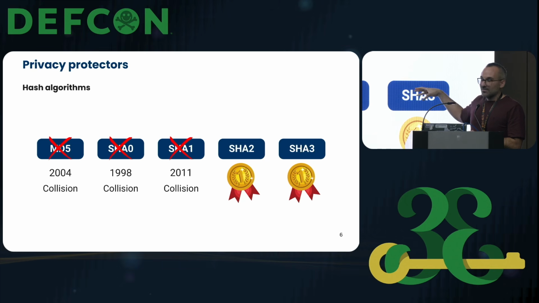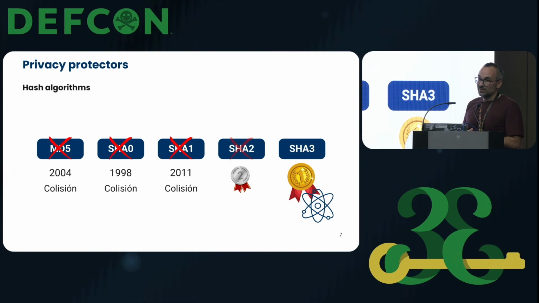All of them were broken because a group of investigators managed to create a custom hash by modifying the input string. This is known as a collision. Nowadays, SHA2 and SHA3 are still alive. But if we add a new player, like quantum computing, only SHA3 will be alive.